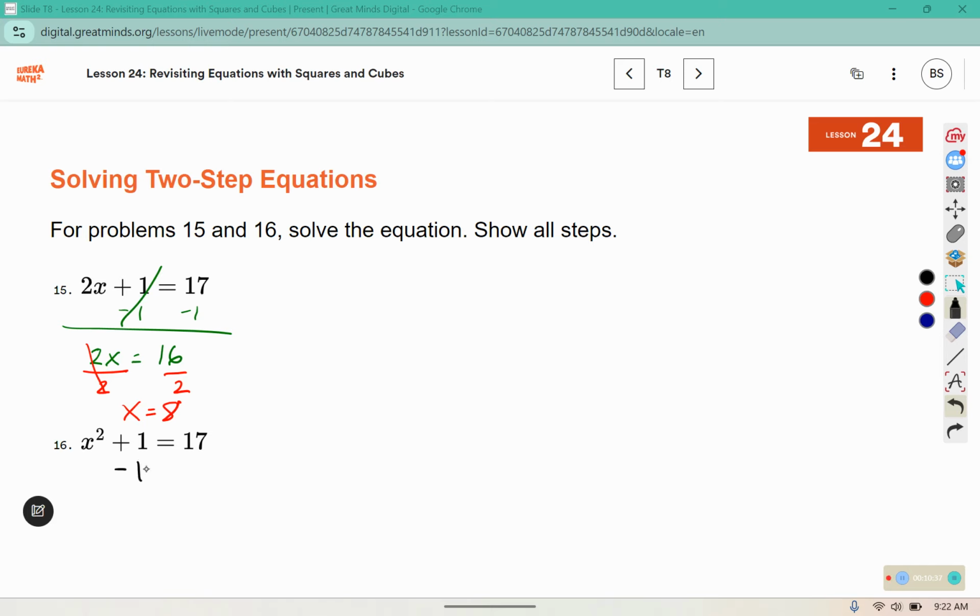On number 16, we again start by subtracting the 1 to get the variable piece by itself. This time, x is being squared. So to undo that, we will square root, leaving us with x, because a square and a square root undo each other. And the square root of 16 is 4. 4 times 4 is 16. But we can use the positive or negative version for squared values.